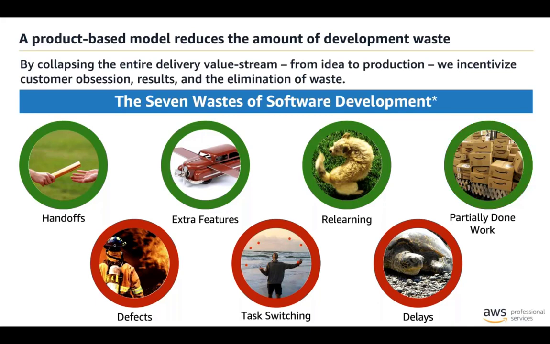Partially done work is minimized because over time, the team learns how much work they are able to accomplish within a given period of time. Work is completed before moving on to the next priority. Defects are minimized because we have built a dedicated team of subject matter experts that now owns the product throughout its life cycle, from idea to design to development to operations. Task switching is eliminated because our product team is working against a sequenced, prioritized backlog of work for their product. And delays are minimized because most sources of delay are now in control of the product team.